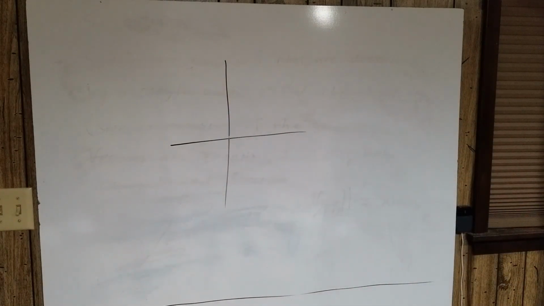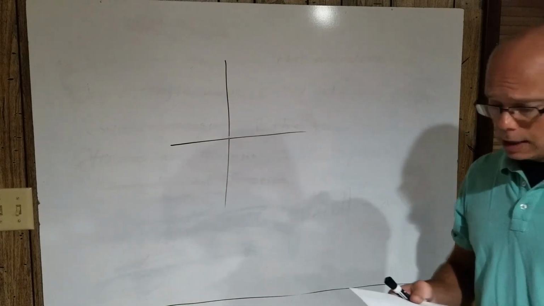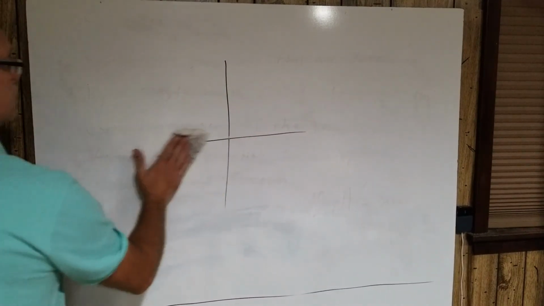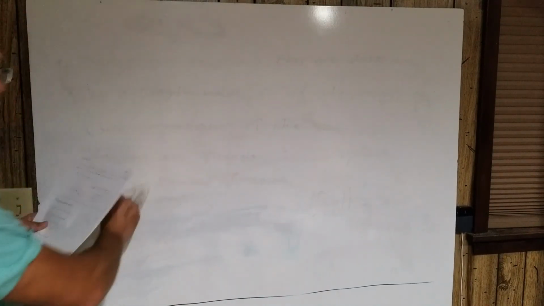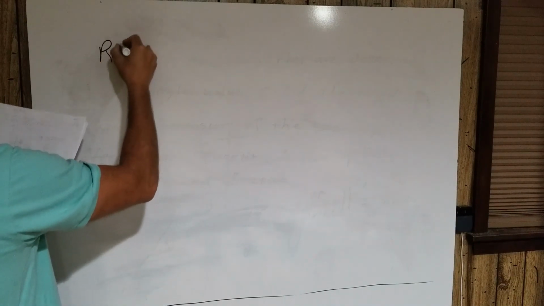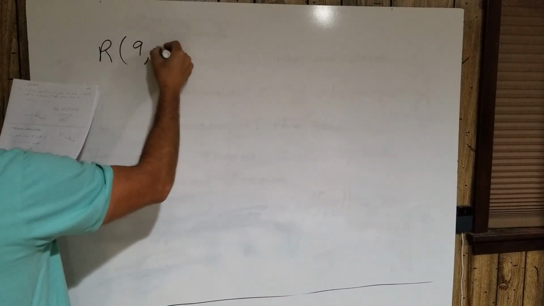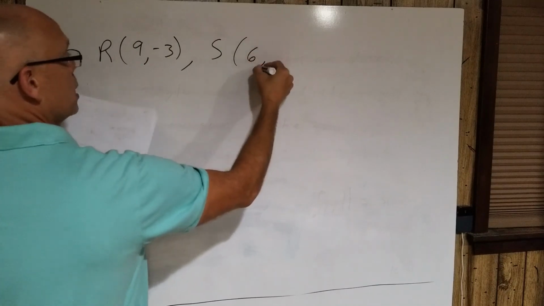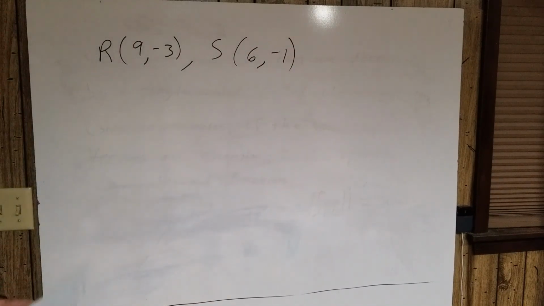Alright, let's see what else we have. If we look at page 2 of our notes, we have find the magnitude of the vector. And it says the vector is called vector U, and has the initial point R and terminal point S. So in this example, I have a vector where I have initial point R, (9, -3), and I have terminal point (6, -1).